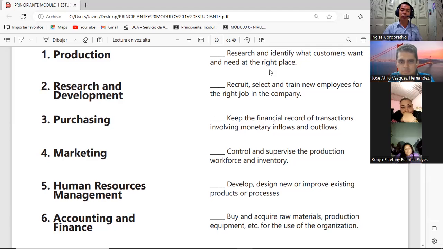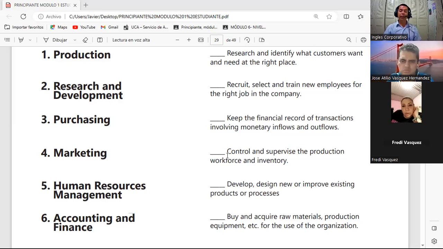Okay. Now, production. What is production, class? Volunteers? Volunteers, what is production? Teacher, number four. Number four is marketing. But I say number one, production. You read, please. Control. Supervise the production. Control and supervise the production. Workforce and mentor, right? Okay. So that is number one, right? Okay, here. Number one. Research and development. Design new or improve. Design. Develop. Design, right? So that is number two.